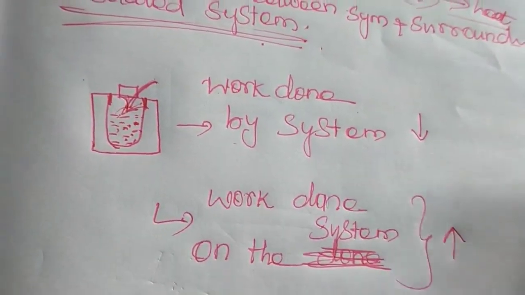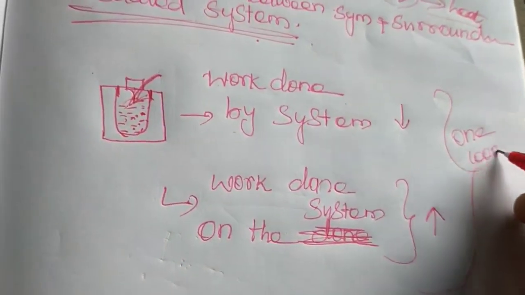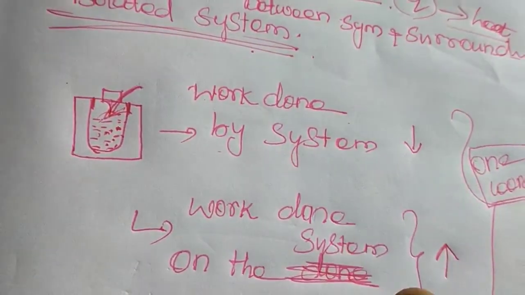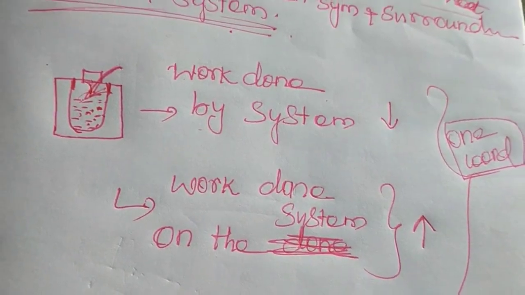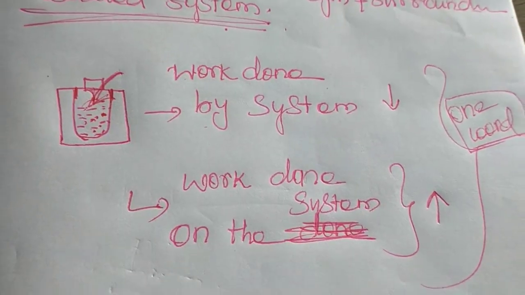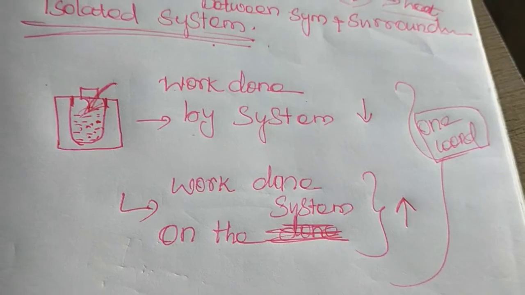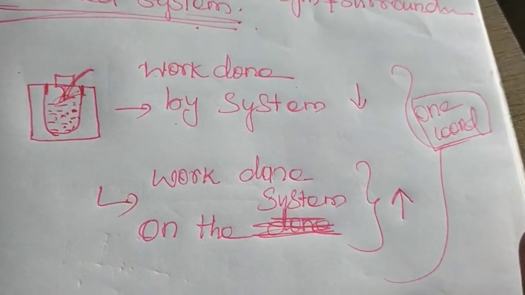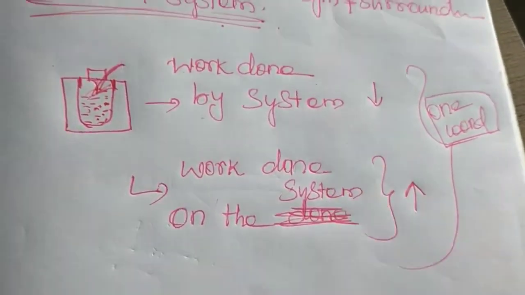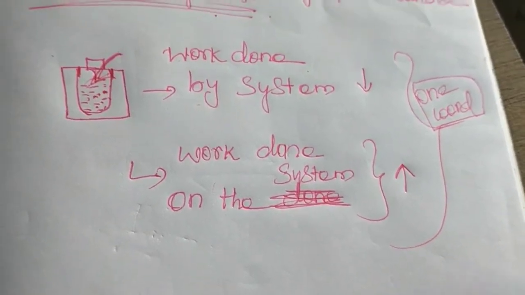Don't confuse these two, because it is important for one-word questions. Work done by the system and work done on the system: what is the temperature variation? You should understand and write. These are the two variations in the adiabatic process. But actually, an adiabatic process means there is no exchange of heat with its surrounding. The system cannot exchange heat with its surrounding.